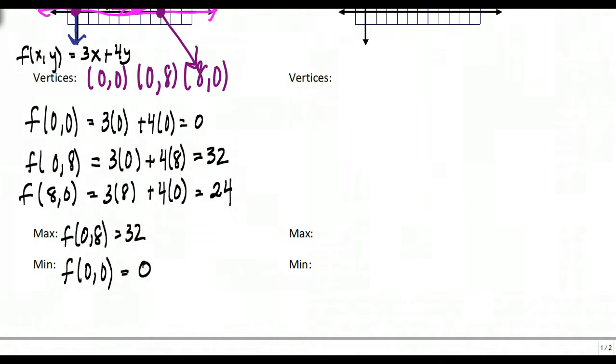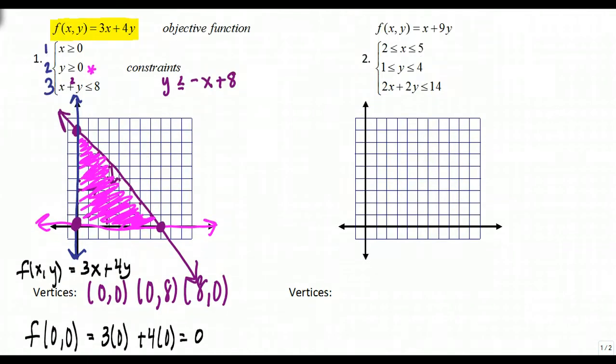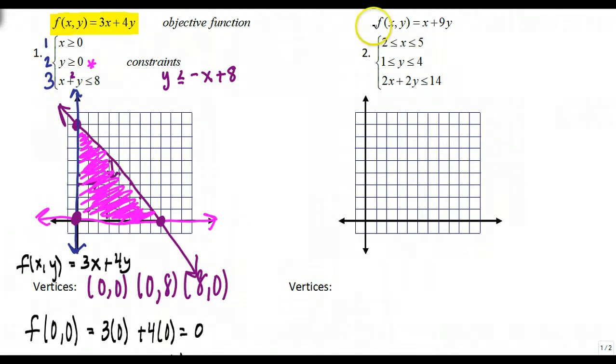So if you're not sure how I shaded this, I want you to rewind and try to watch one more time. I'm going to move on to number 2. This time my objective function is f(x, y) equals x plus 9y. Again, I'm trying to either maximize or minimize.